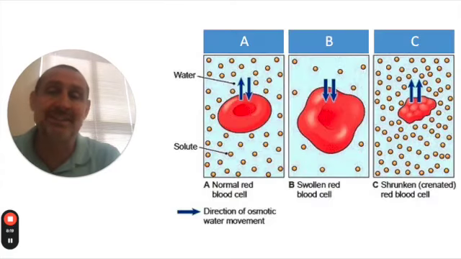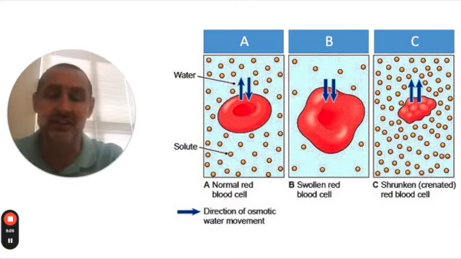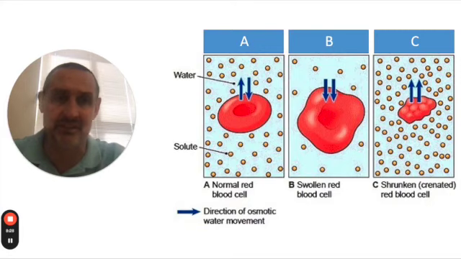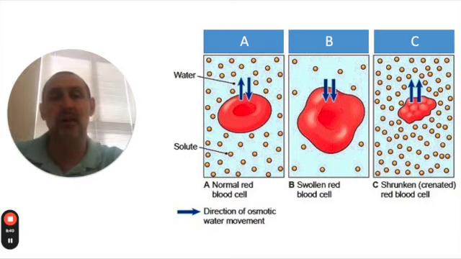When a cell is placed into a solution where the concentration on the outside of the cell is greater than the solute concentration on the inside of the cell, that is called a hypertonic solution. Hypertonic means that the tonicity of the solution is greater than the cell. In other words, the concentration of water in the cell is less than the concentration of water around it.